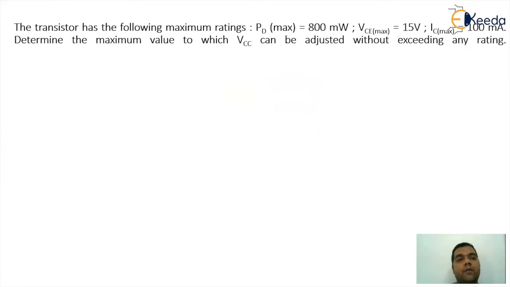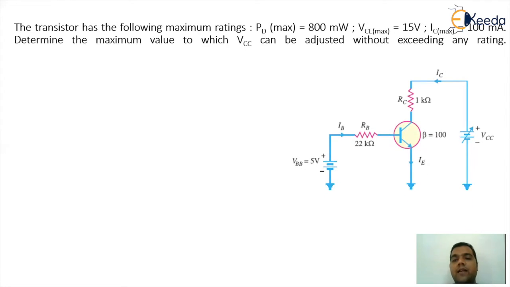Next question. The question says, the transistor has the following ratings. The maximum power dissipation is 800 milliwatt, VCE max is 15 volt, and IC max is equal to 100 milliampere. Determine the maximum value to which VCC can be adjusted without exceeding any ratings. The circuitry is given to us. Here we have a common emitter configuration with base resistance RB of 22 kilo ohm, input voltage VBB of 5 volt, collector resistance RC of 1 kilo ohm, and an output side battery VCC.